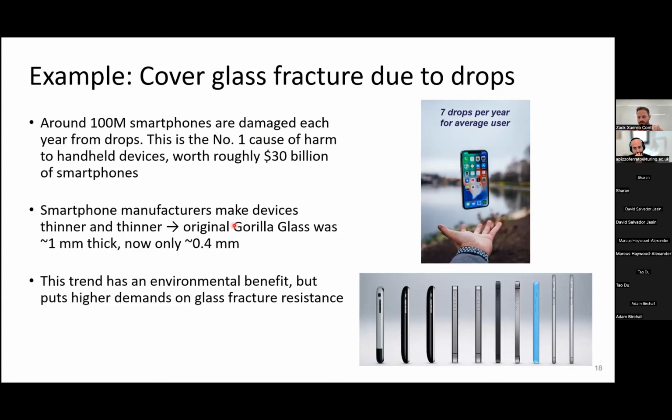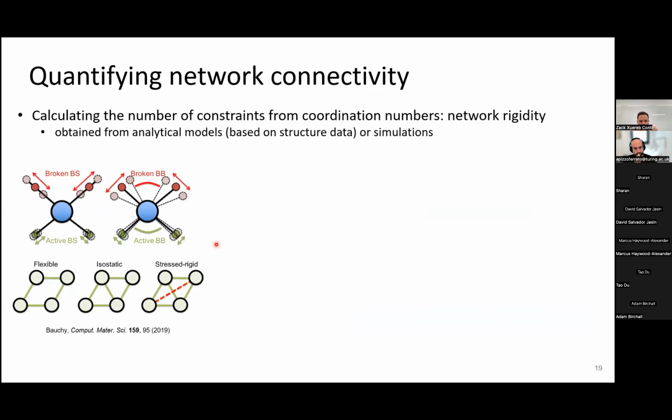So glasses have actually, for those types of specialty applications, become significantly thinner nowadays, and that, of course, has the beneficial sides that we just discussed, but it also puts higher and higher demands on these fracture properties that we are looking at. Okay, so that's kind of the motivation and background for our engineering interest in trying to engineer these stronger, tougher glasses.